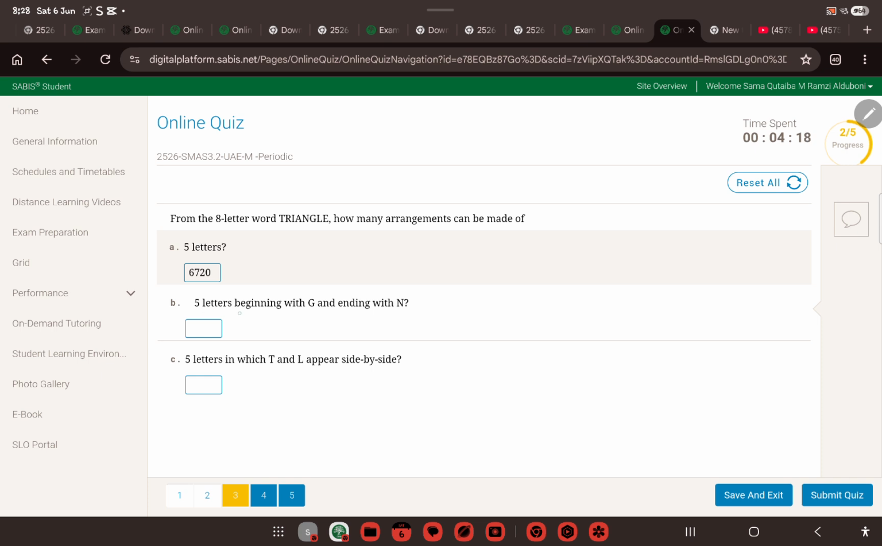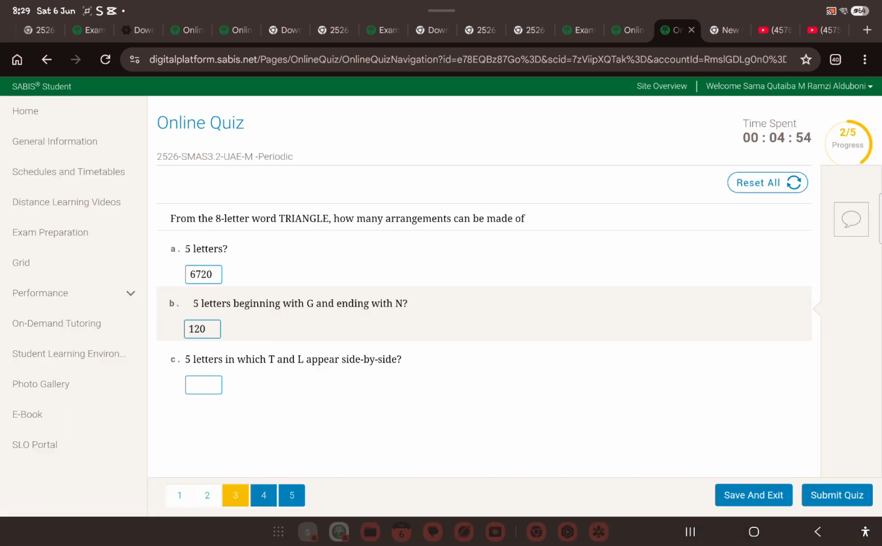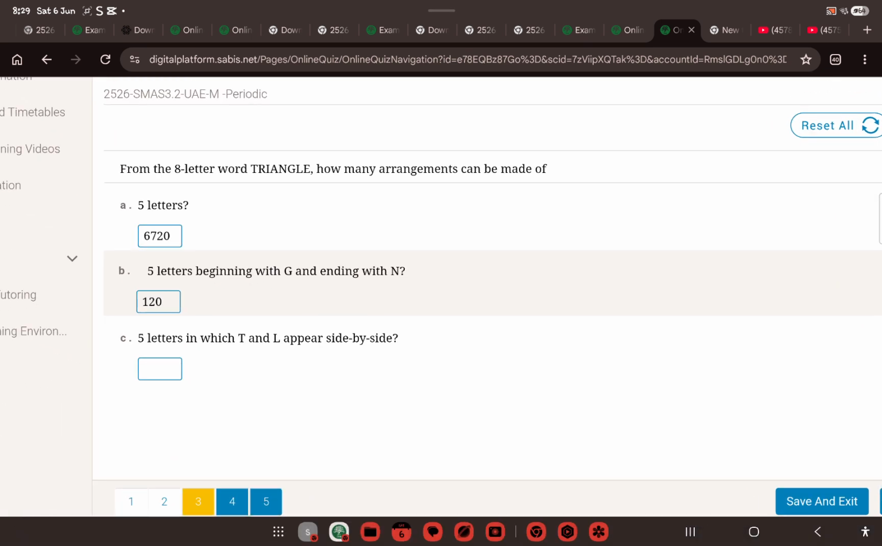Now they want 5 letters beginning with G and ending with N. So it's G, 1, 2, 3, 4, 5, and since they specified that it begins with G and ends with N, we cannot switch them, so we don't multiply by 2, and they're fixed, so we don't include them. So we do 8 minus 2, the fixed ones, we get 6, and 5 minus 2, we get 3. 6 permutation 3. That's it. We get 120.